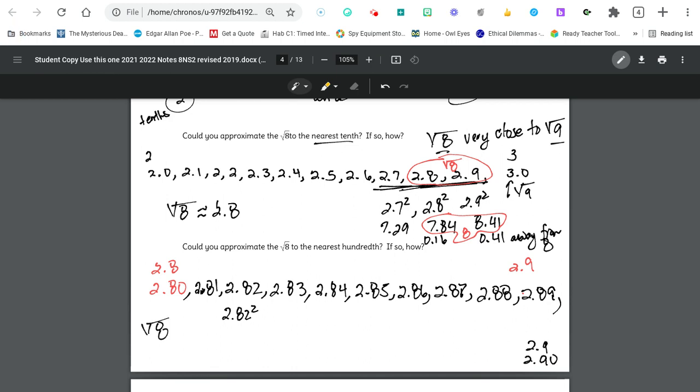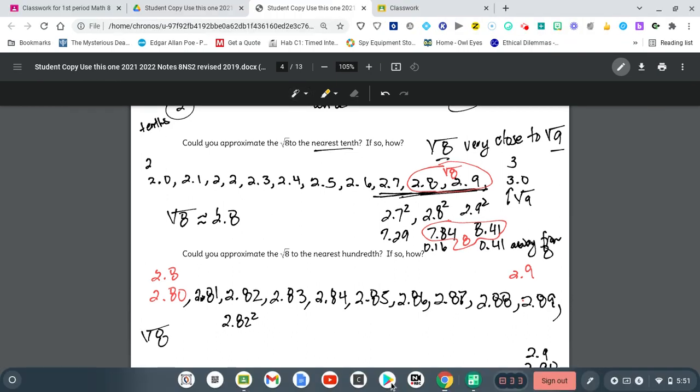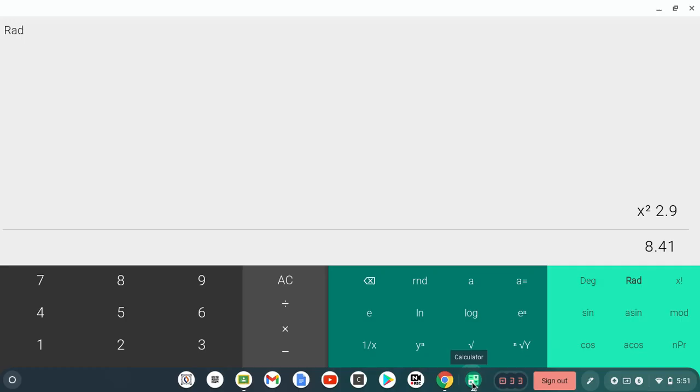So let's square 2 and 82 hundredths. And we're going to round this to the nearest hundredth, okay? Watch me for the next one. Start the first. So, you can watch me now. I'm just saying, if you want to learn.